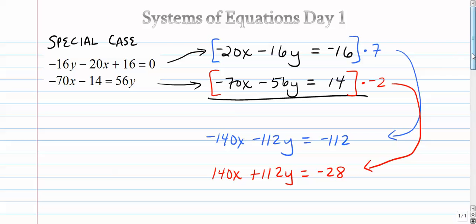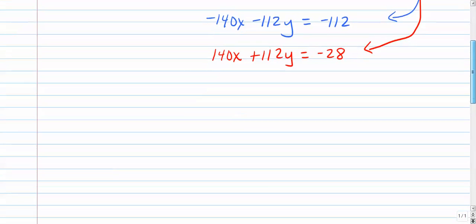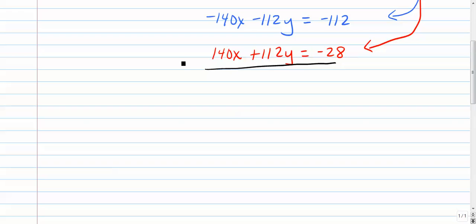Once you have those, now you are ready to proceed. So we're going to add these together. Remember, in elimination, you're just trying to add them. Negative 140x and 140x cancel out. Negative 112y and positive 112y cancel out. Equal sign. Negative 112 plus negative 28. Well, that is negative 140.